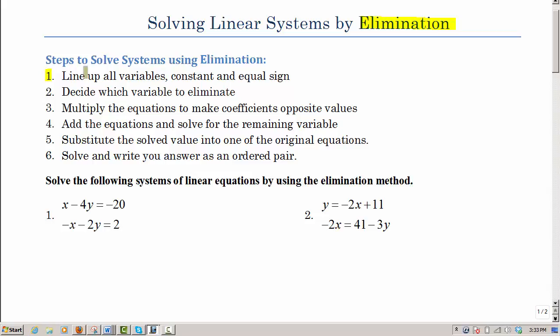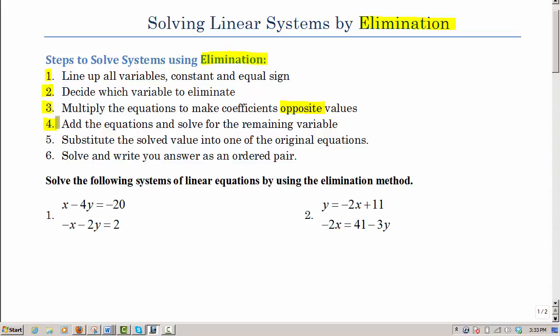So what are our steps? We want to line up all the variables, constants and the equal sign. We need to decide which variable to eliminate. You get to make some decisions. Then sometimes we're going to have to multiply the equations to make the coefficients opposite values. The reason we need them to be equal but opposite is so that when we add them together, they will be eliminated.